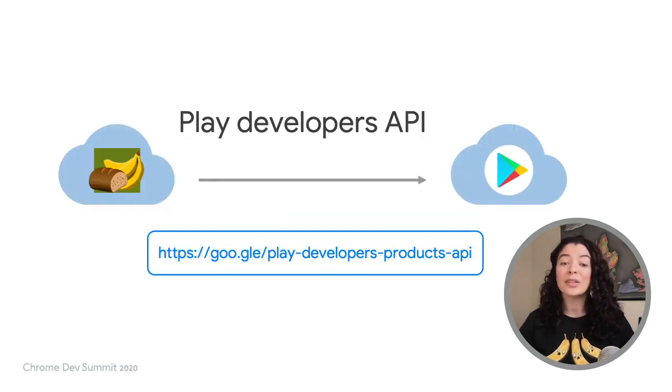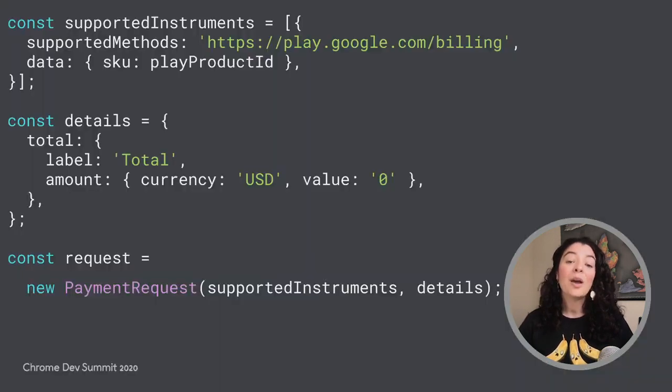You could also insert and manage products using the Play Developers API. Check out the link on the screen for more information. When the user is ready to purchase the product, you'll need to use the Web Payments API. When creating the payment request, you'll need to specify the Play Store information in the Supported Methods field and provide the product ID in the data.sku field.